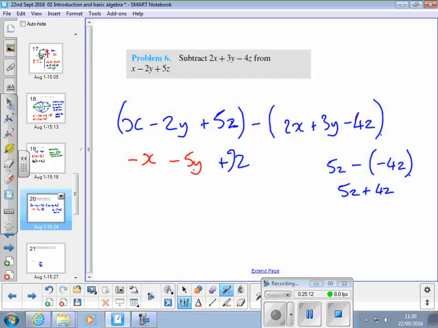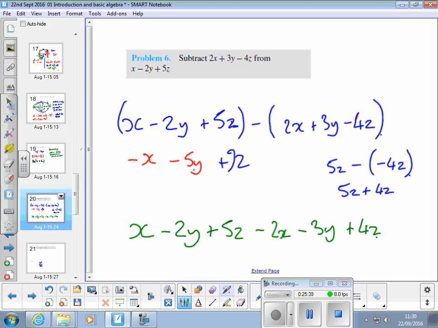So what we'd have if we did that, we're going to do that separately down here. We wouldn't need the brackets in here. We could do -2y plus 5z. -1 times 2 is -2x. -1 times 3 is -3y. And -1 times -4z is +4z. Now collect the like terms. So x minus 2x is -x. -2y minus another 3y is -5y. Plus 5z plus 4z is 9z.